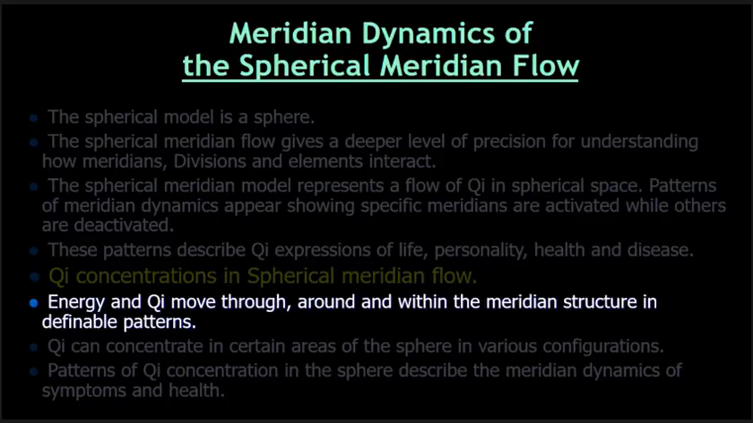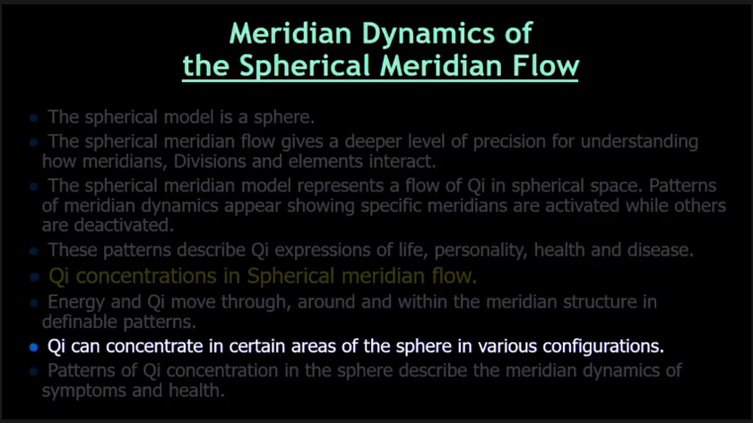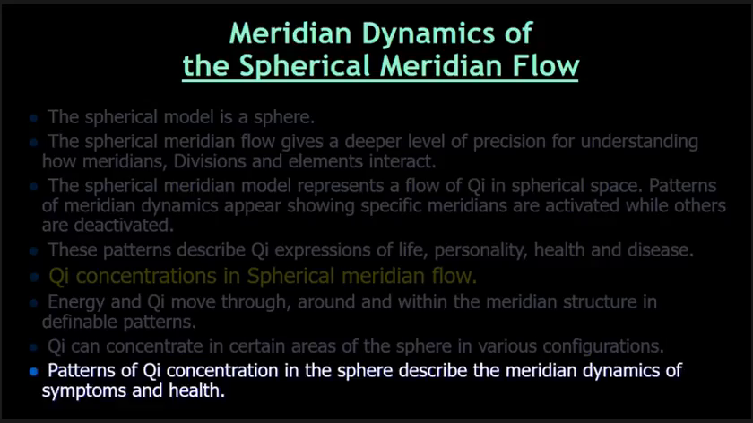Energy and qi move through, around, and within the meridian structure in definable patterns. So one of the patterns I'm going to be talking about here is obviously the Yangming stage in a cold-induced disorder. Qi can concentrate in certain areas of the sphere in various configurations. So there are many more configurations beyond what I'm going to show here. Many more. Patterns of qi concentration in the sphere describe the meridian dynamics of symptoms and health.